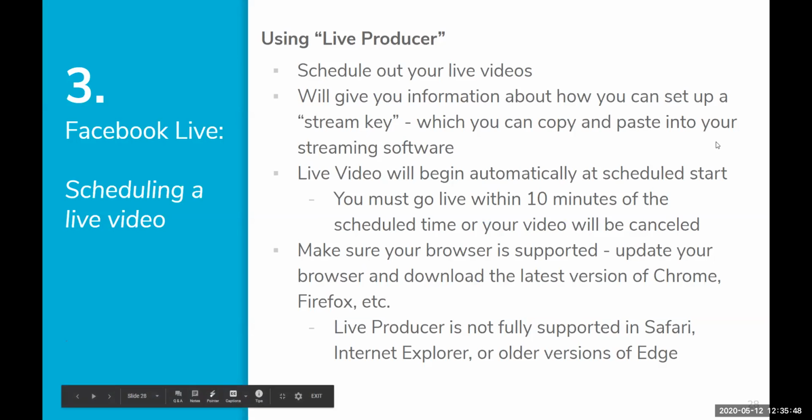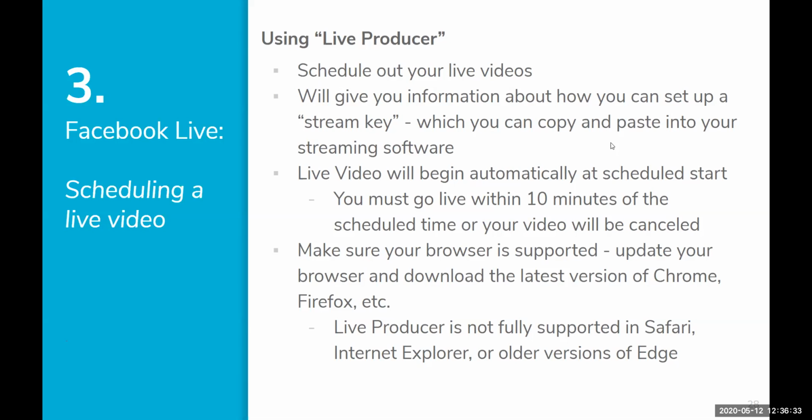And I'm skipping back to the previous slide, but using Live Producer allows you to schedule out your live videos, and it will give you information about how you can set up a stream key. So this is, like I said, and I see Michelle popping in there talking about what kind of software you want to use. So definitely look up, and I'll send some examples of streaming software that you can use. And Melissa, if you want to chat in some of the software that you've been using too, that would be really helpful. But what you do is Facebook Live Producer gives you a stream key that you copy and paste into whatever streaming software you're using. So it's really cool. It allows you to have more sophisticated types of Facebook Lives.